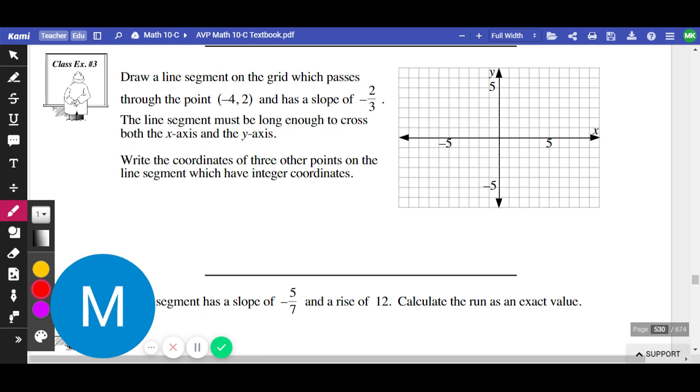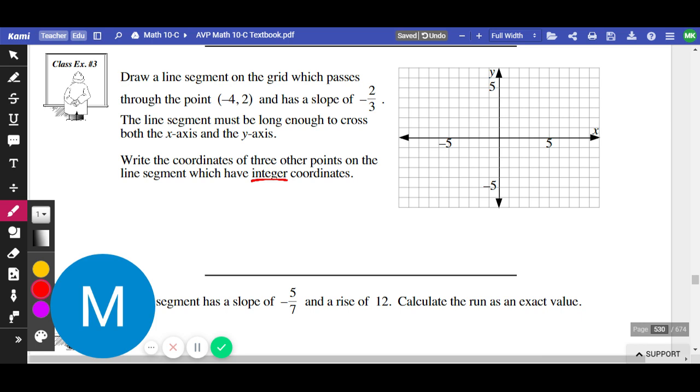This question says, draw a line segment on a grid which passes through the point -4, 2 and has a slope of -2 over 3. The line segment must be long across both the x and the y axis. That means just make the line nice and long. Write the coordinates of 3 other points on the line segment which have integer coordinates. Don't worry about the word integer. That just means whole number, right? So you can't be like 1.5. It has to be this.